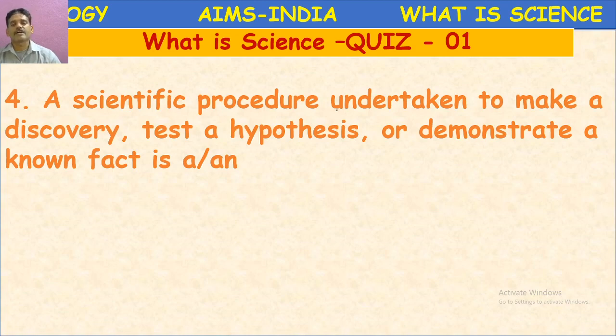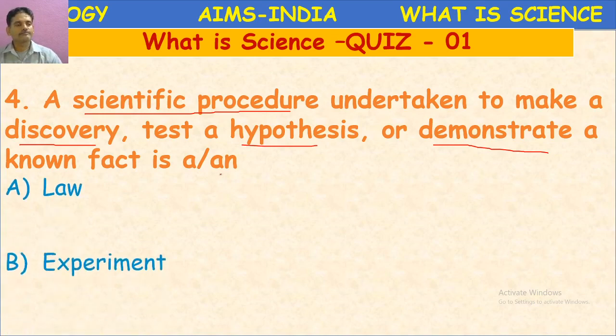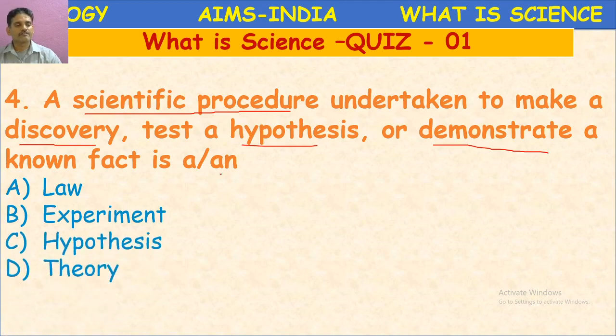A scientific procedure undertaken to make a discovery, test a hypothesis, or demonstrate a known fact is a or is an law, experiment, hypothesis, theory. So here scientific procedure is given. Okay, so scientific procedure involves experimentation. So the answer is B.